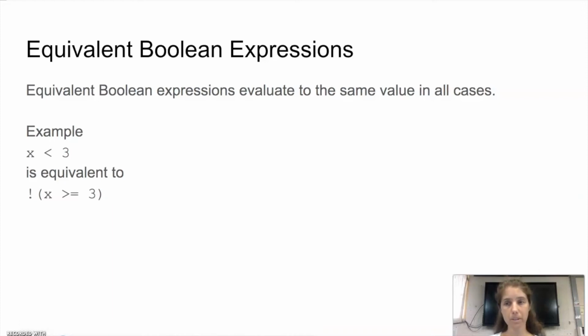Equivalent Boolean expressions are Boolean expressions that evaluate to the same value in all cases. So no matter what the input is, the expressions will always evaluate to the same. So for example, x less than 3 is equivalent to not x greater than or equal to 3. So no matter what x is, the value of this expression is the same as the value of this expression.